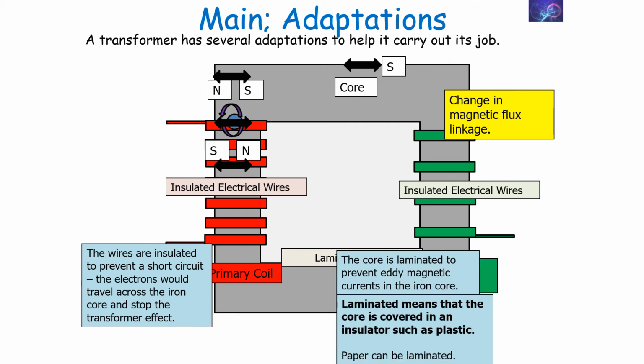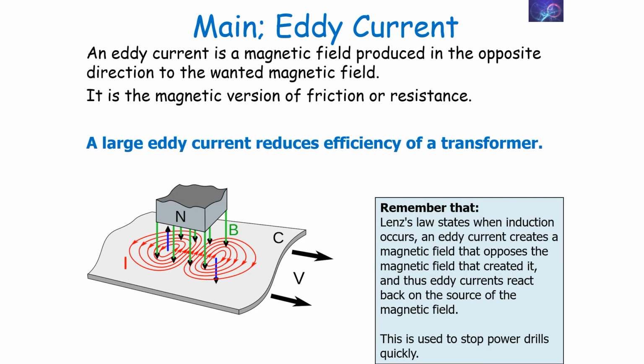The second adaptation is that the iron core is laminated to prevent eddy currents in its core. Now, laminated means that the core is covered in an insulator such as plastic. I mean, anything can be laminated. So for example, paper can be laminated. Now, if you cover something in an insulator, it means a current cannot flow in this core, which prevents an eddy current. Now, an eddy current is a magnetic field produced in the opposite direction to the wanted magnetic field. You can consider it as the magnetic version of friction or resistance. Now, a large eddy current reduces the efficiency of a transformer.